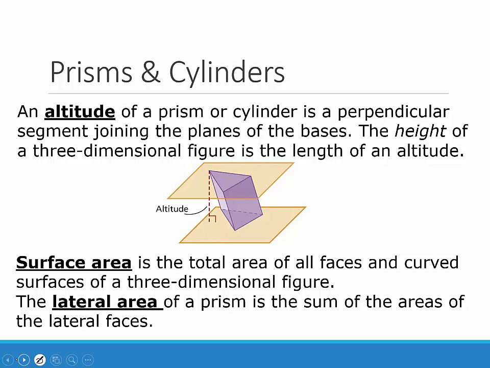And we're going to do two types of calculations today, surface area and lateral area. Surface area is lateral plus bases. The surface area is the total area of all the faces and curved surfaces of a three-dimensional figure, where the lateral area is just the sum of the areas of the lateral faces. So basically, no bases.